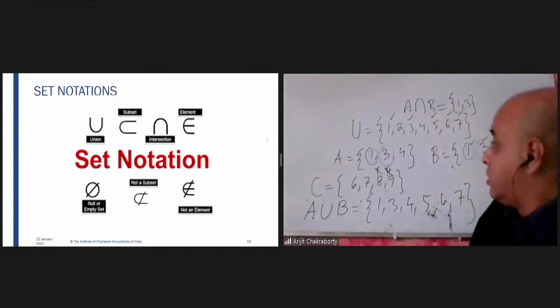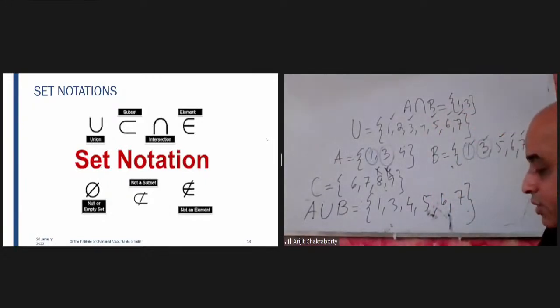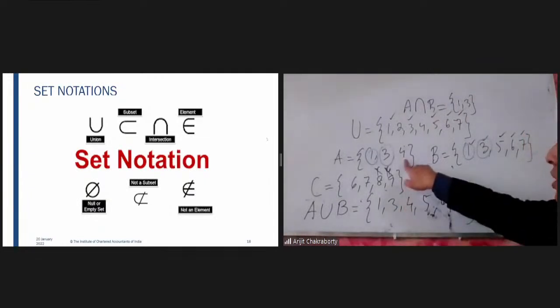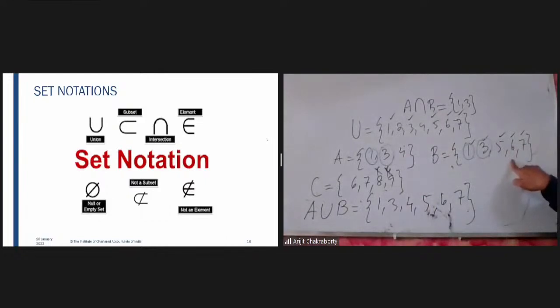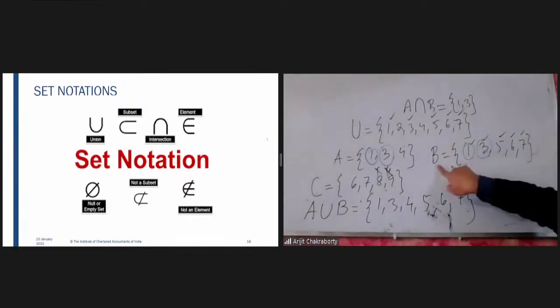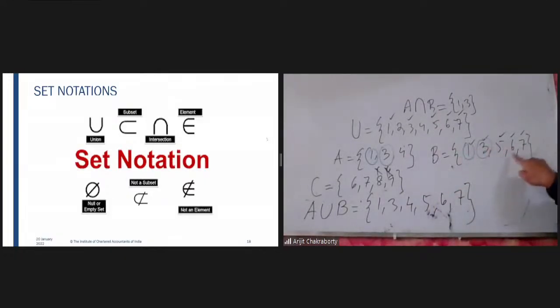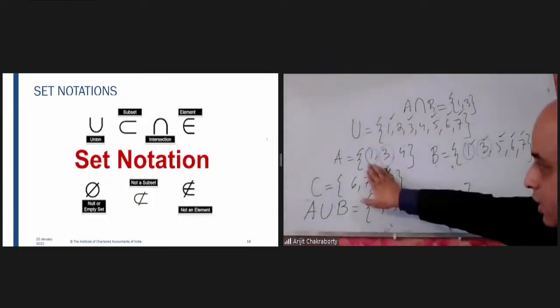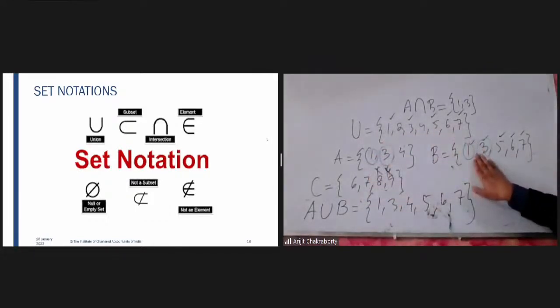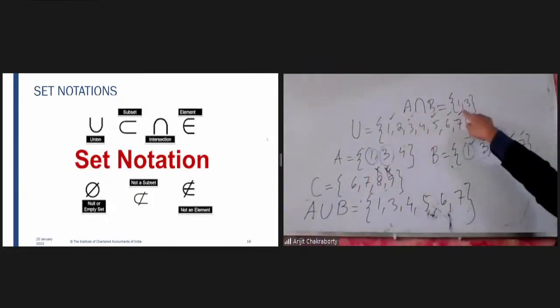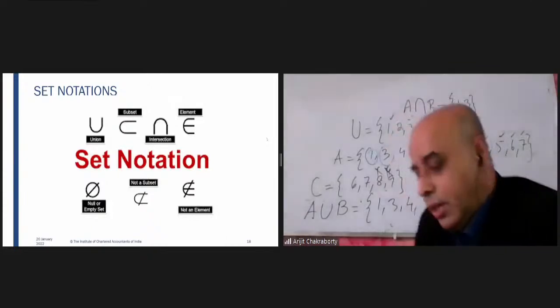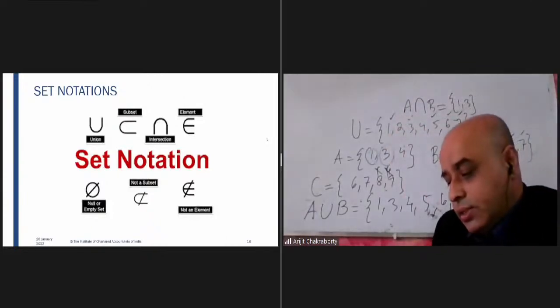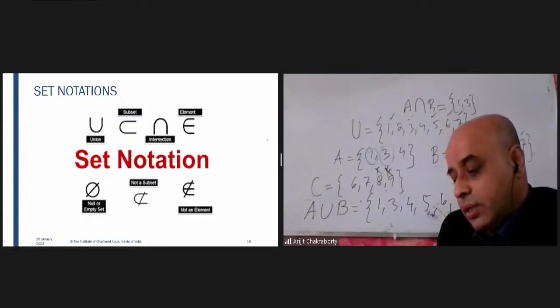Bhumika, 1, 3, 4 is not right. Please check, because 4 is here, but 4 is not here. Please see, in set B we have 1, 3, 5, 6 and 7. So only 1 and 3 are common. Kindly note, only 1 and 3 are there in set A as well as in set B. Therefore, A intersection B will be 1 and 3. Others have got it right. Bhumika has got it right again.